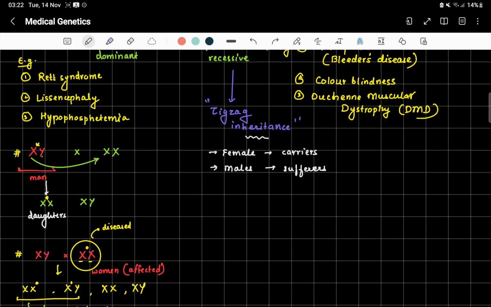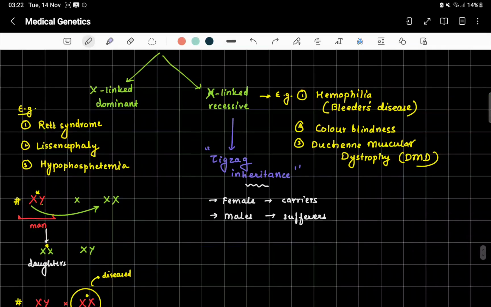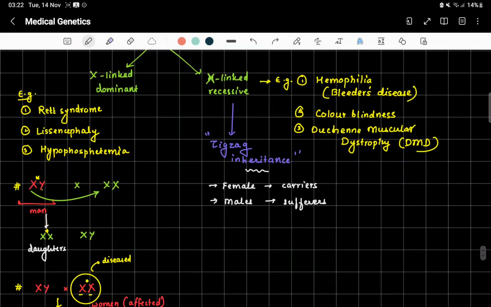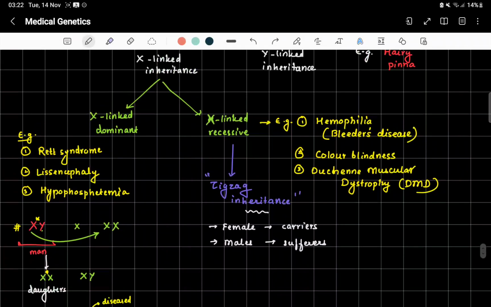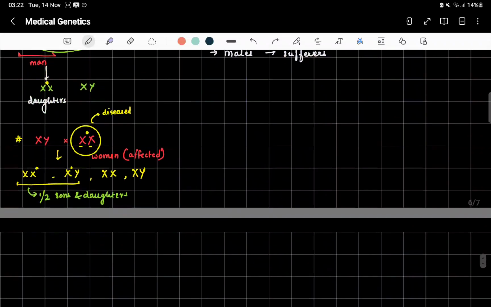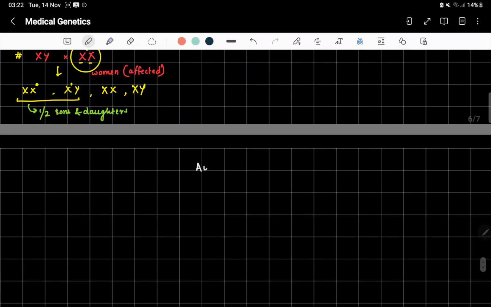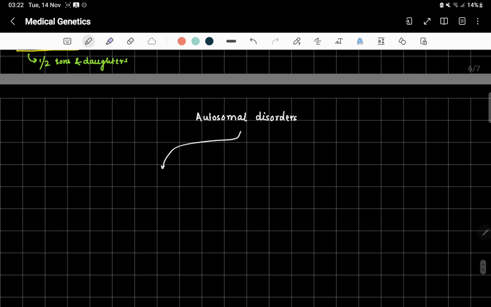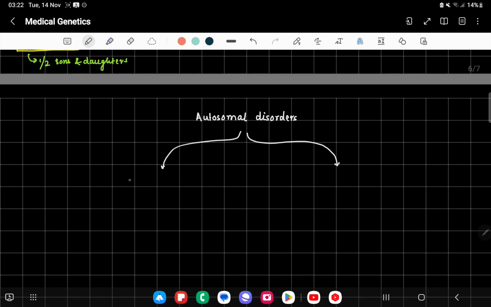If you want to know a disorder based on autosomal dominant inheritance and autosomal recessive inheritance, we have autosomal disorders also. So we can have autosomal dominant. We'll discuss one example of this.